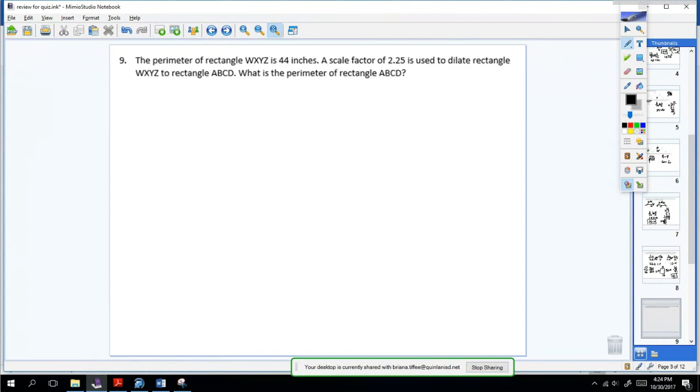Okay, number 9. The perimeter of rectangle WXYZ is 44 inches. A scale factor is used to dilate rectangle WXYZ to rectangle ABCD. What's the perimeter of rectangle ABCD? Okay, well, this is actually one of the easier ones. So what you're going to do is take the perimeter of WXYZ and multiply by the factor. So I'm actually going to write it like this. You're going to do 2.25 times 44 to find the new perimeter for ABCD.